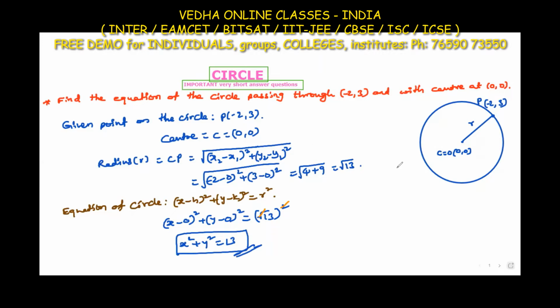So what formula did we use here? The distance formula, as well as the x minus h whole square plus y minus k whole square equals r square formula. We used these two.